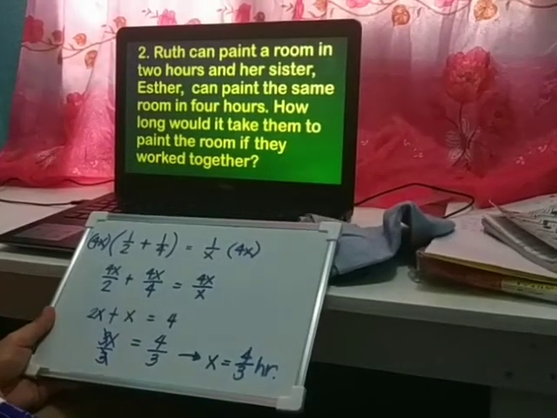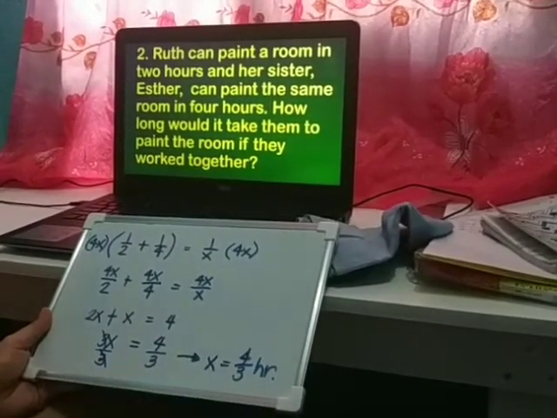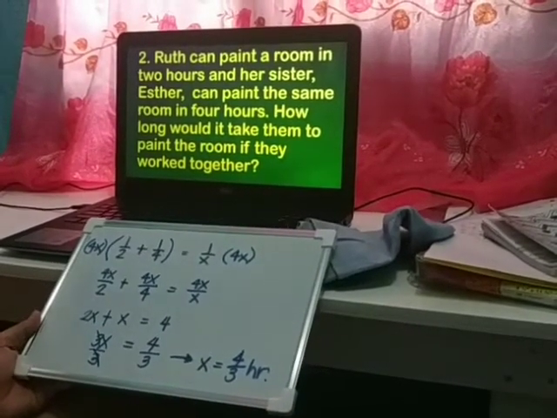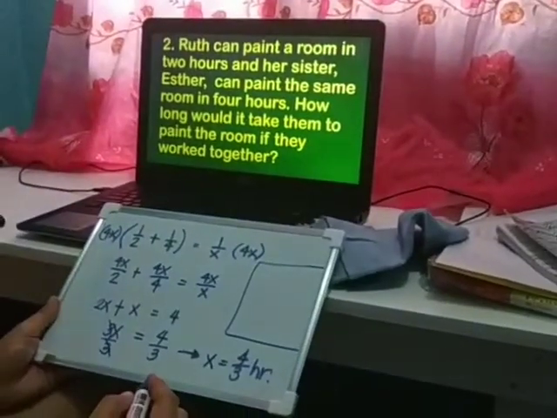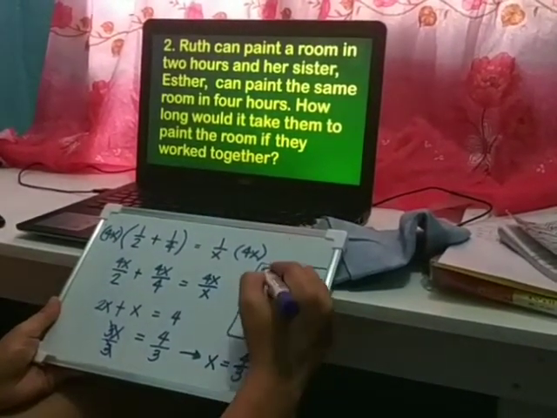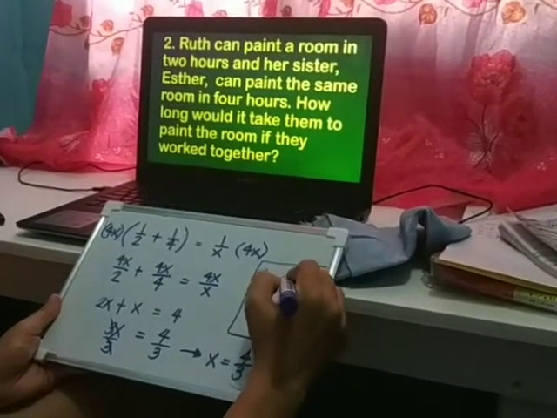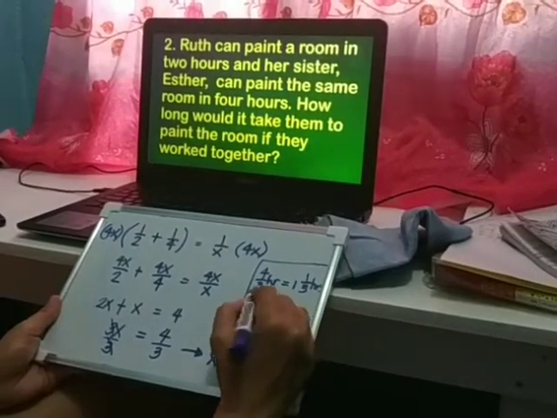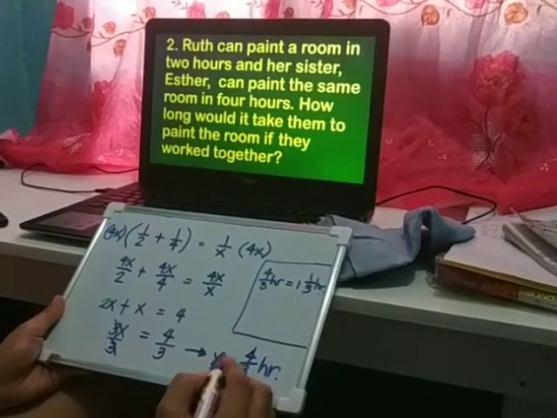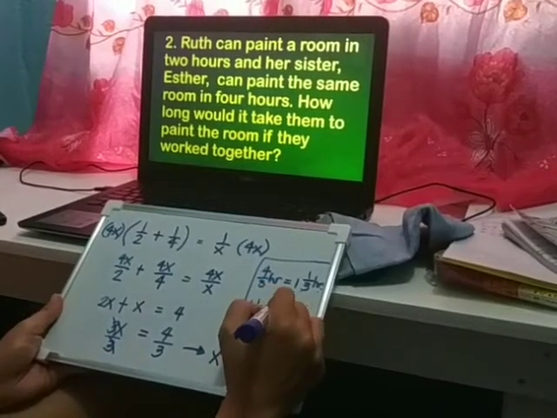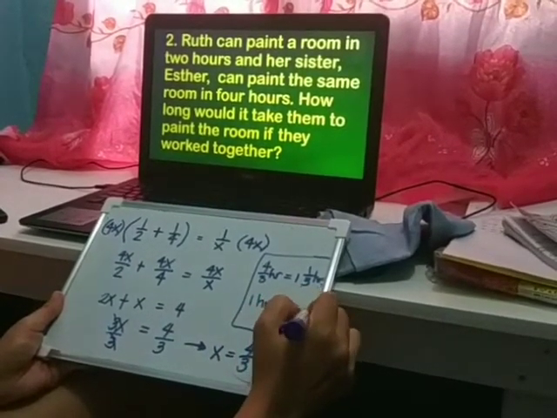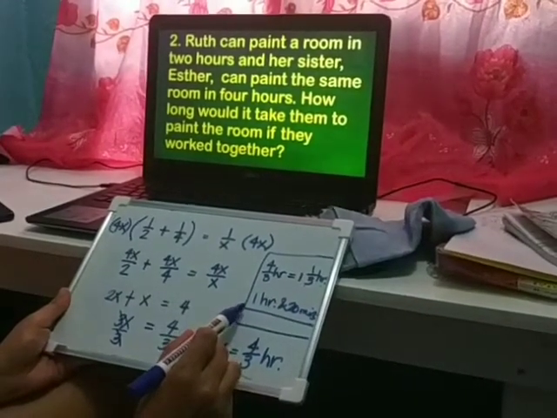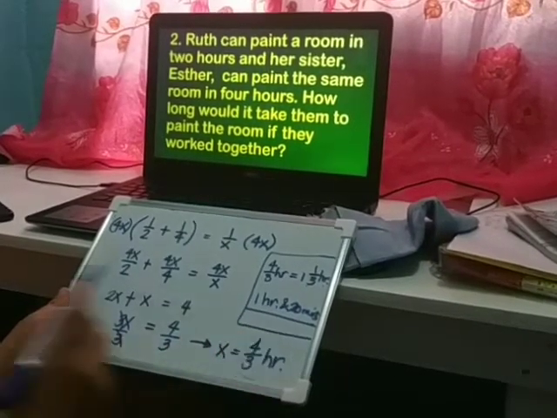What is 4/3 of an hour? Let's convert this into actual hours. 4/3 of an hour is equal to 1 1/3 of an hour. And 1/3 of an hour is 20 minutes. So that's 1 hour and 20 minutes. Ruth and Esther together can finish the room in 1 hour and 20 minutes.